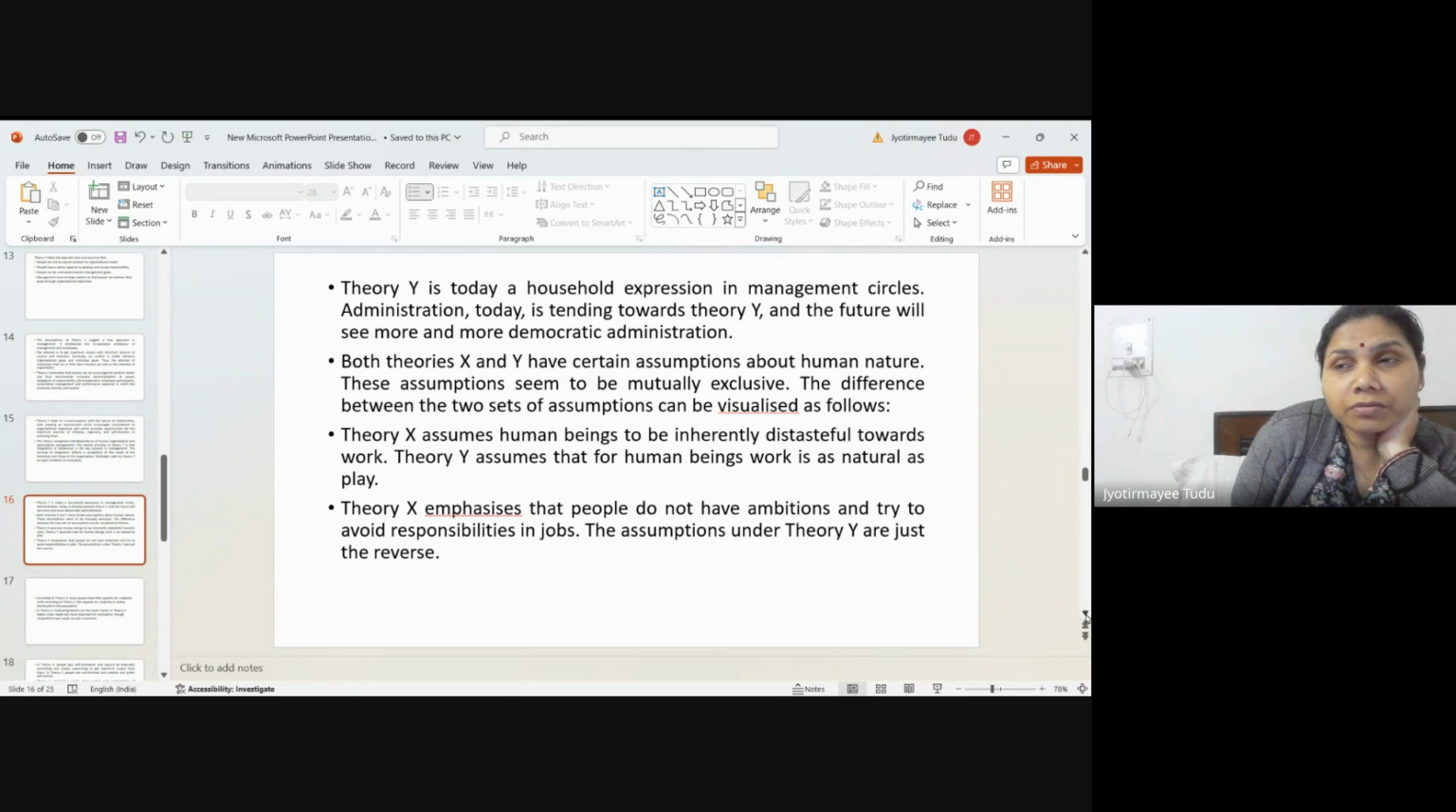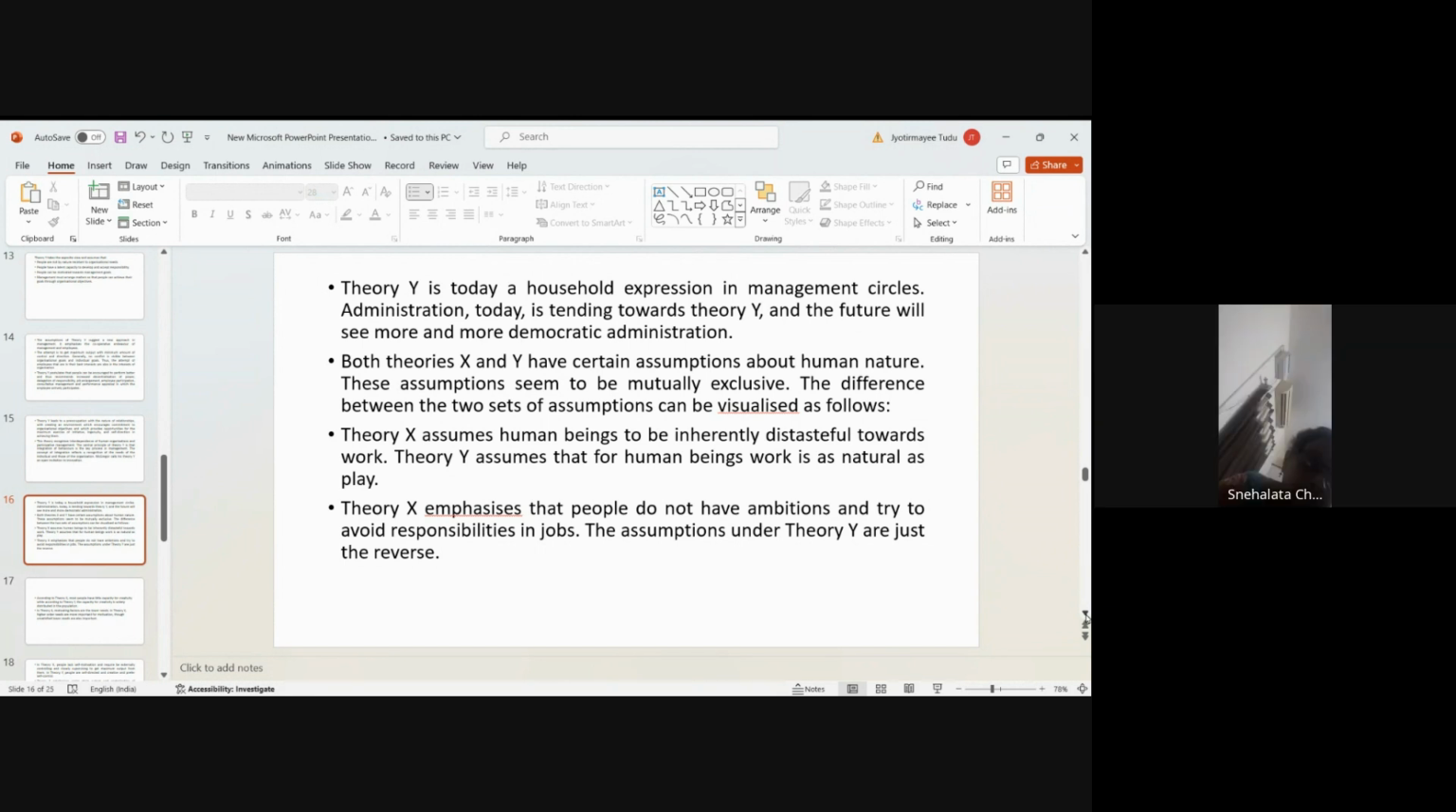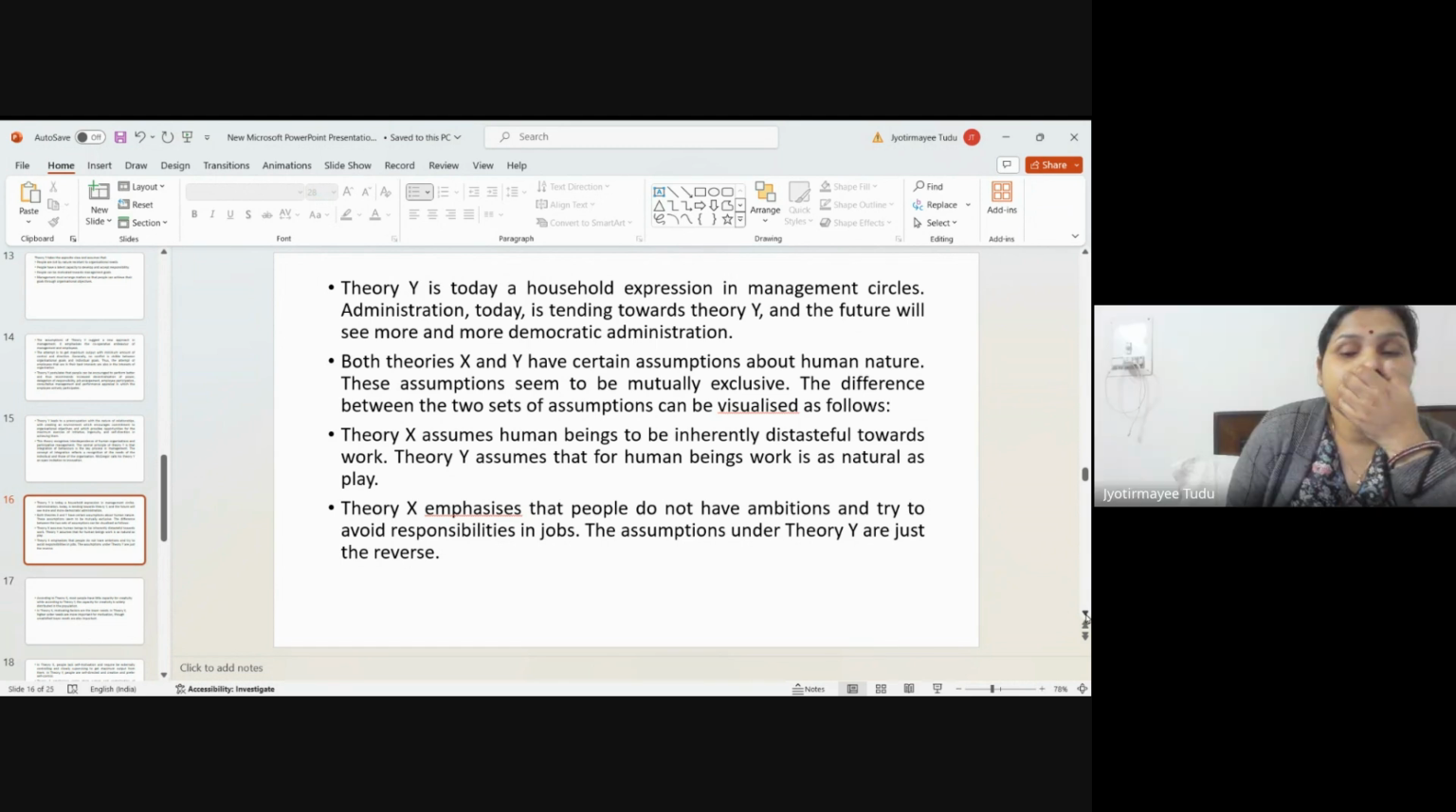While we are going by classical Indian management thinking, every individual needs to do his karma. You can't detach an individual from his karma. In that regard, theory Y also resembles that aspect, that human beings essentially do work. It is very natural to them, as play. Coming to another comparison, theory X emphasizes that people do not have ambitions and try to avoid responsibilities in jobs. The assumptions under theory Y are just the reverse.